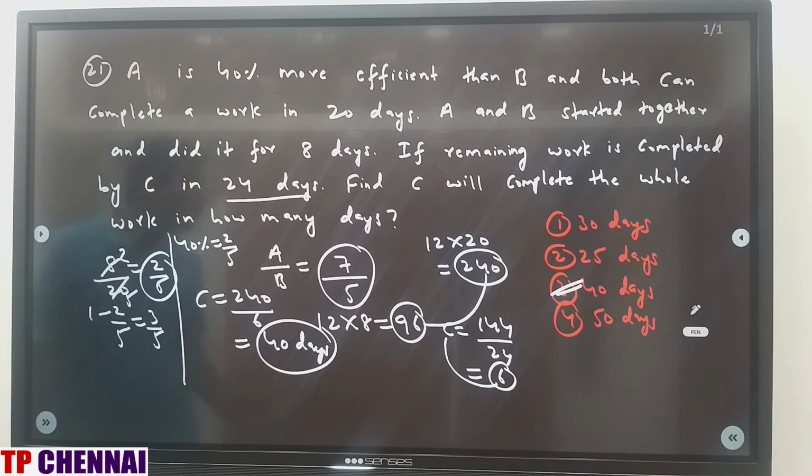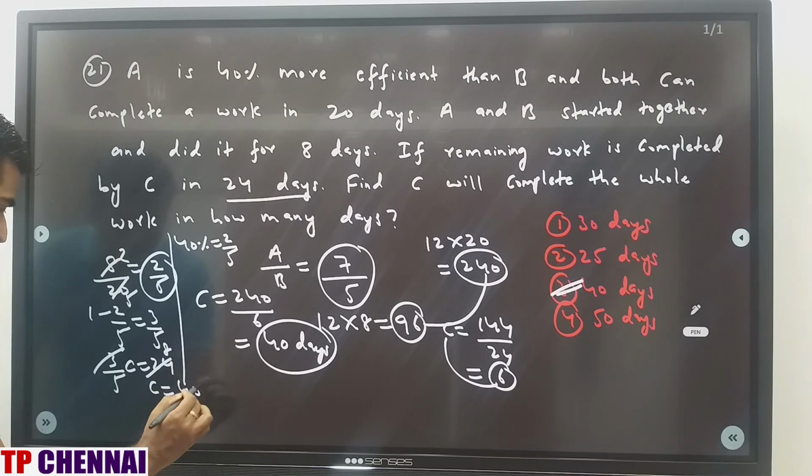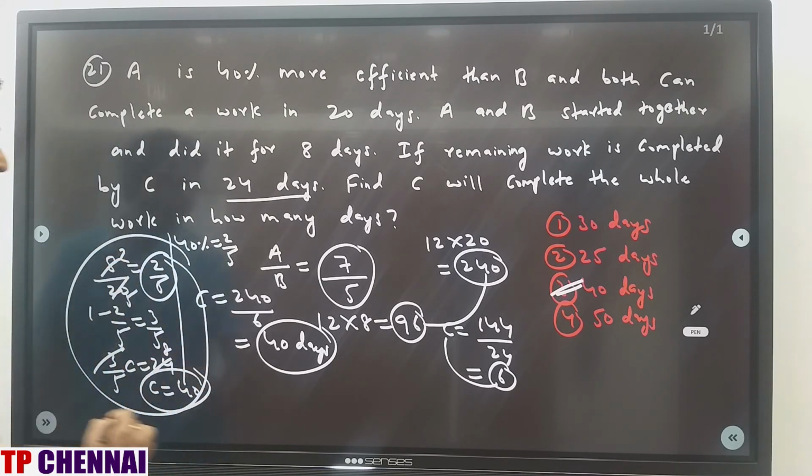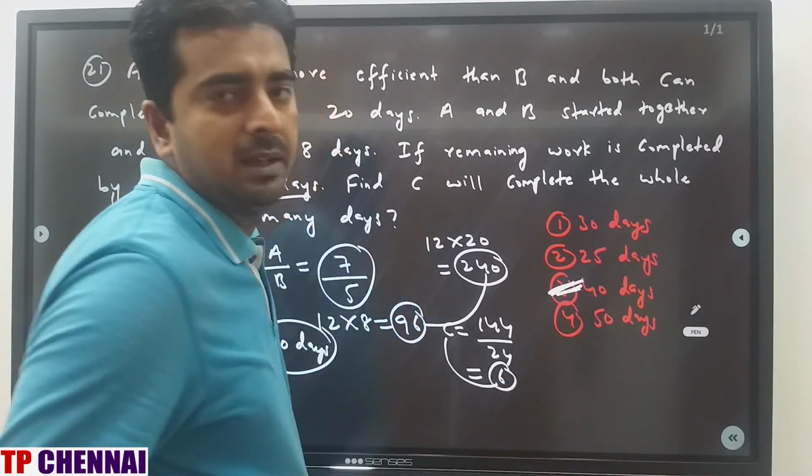And this 3 by 5 who will do? C. In how many days? 24 days. So 3 by 5 of C is 24. So C is how much? 5 into 8, 40 days. Right? So directly my answer is 40 days, which is third option.